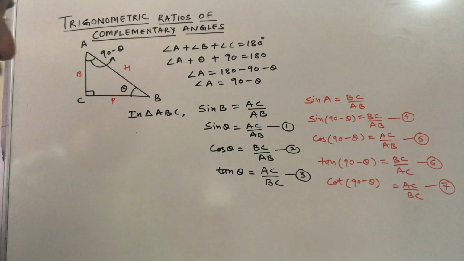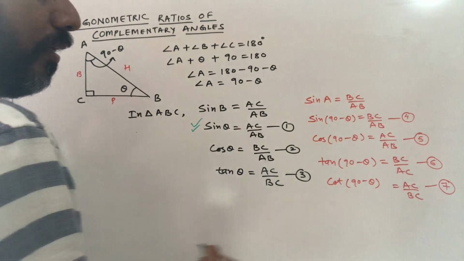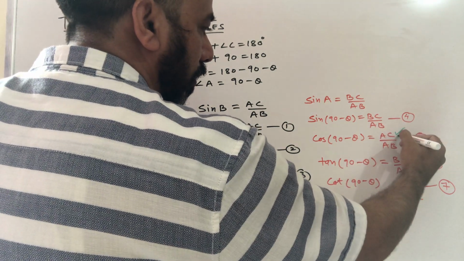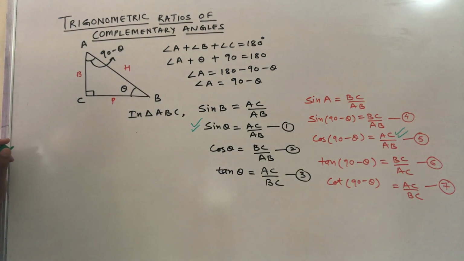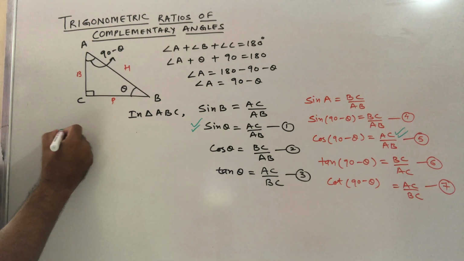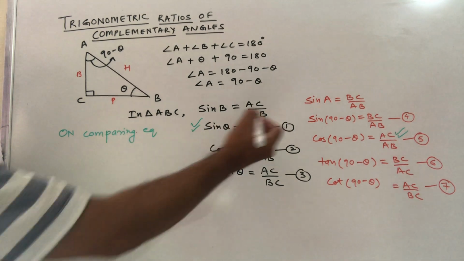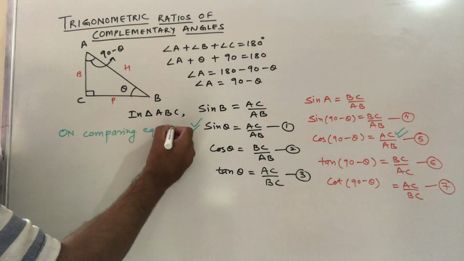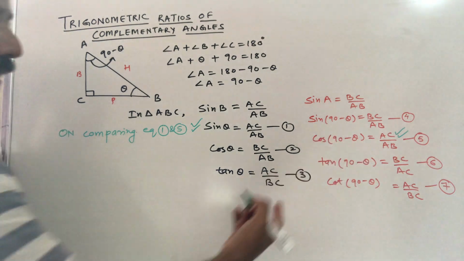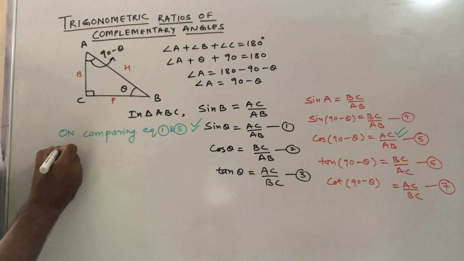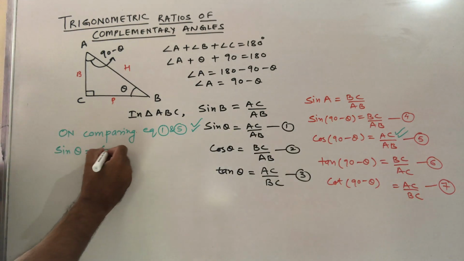Now if you observe carefully, equation number 1, right hand side AC upon AB, and this is also AC upon AB. Both are the same thing. So we can compare equation number 1 and 5. On comparing equation number 1 and 5, we can say that sine theta value will be equal to cos 90 minus theta, because the right hand sides are same. So what is the first formula? Sine theta is equal to cos 90 minus theta.